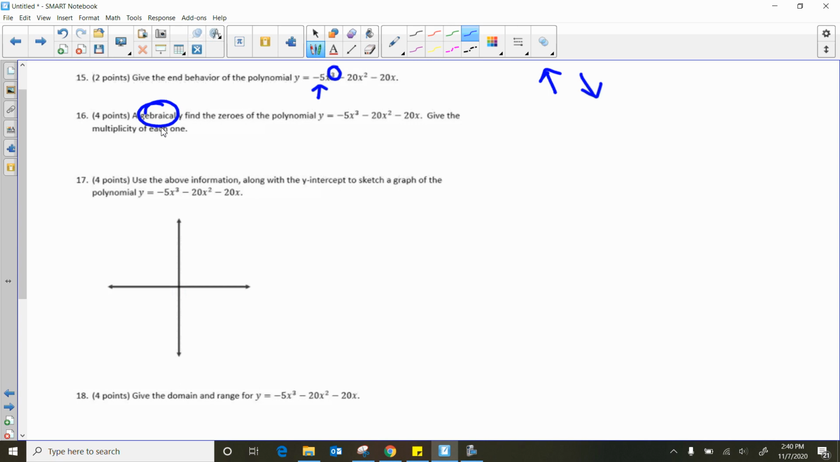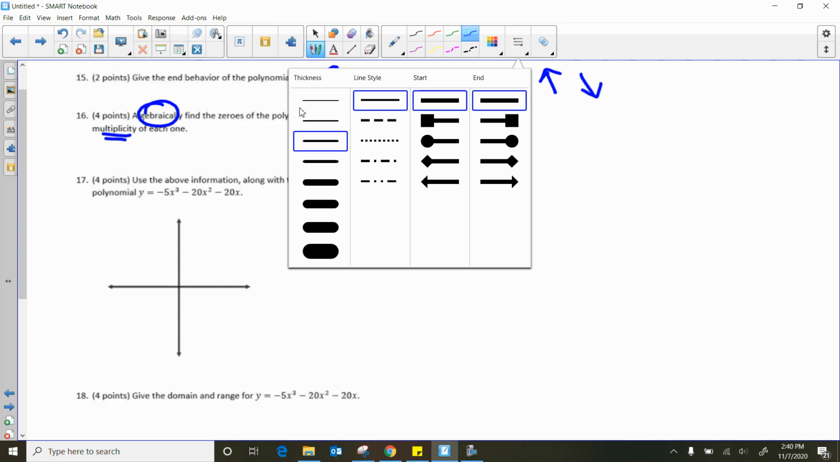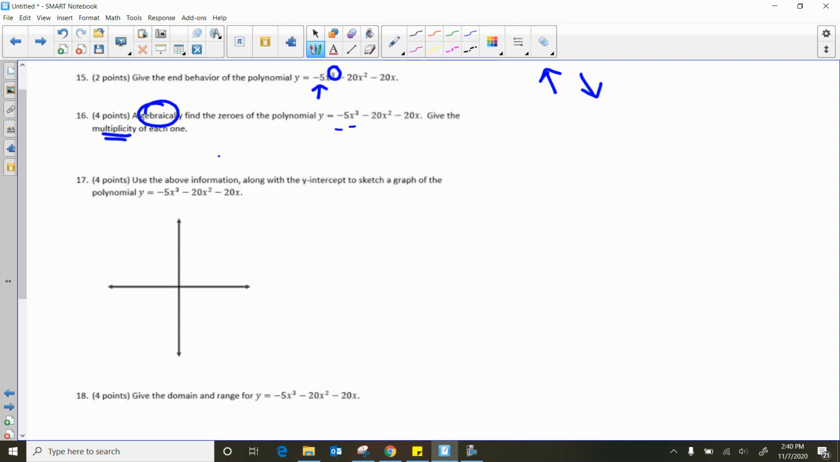On number 16, algebraically is a word that a lot of you missed, and fewer than half of you gave me the multiplicity of any of the zeros that you found, whether you used algebra or not. When we are using algebra to do this and not asking a computer to do our thinking for us, we factor out this polynomial the best we can. So take the greatest common factor out of all of the terms, and then x squared plus 4x plus 4 is x plus 2 quantity squared.